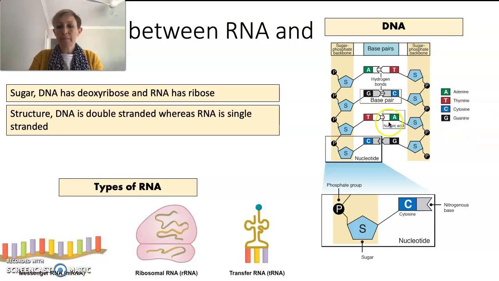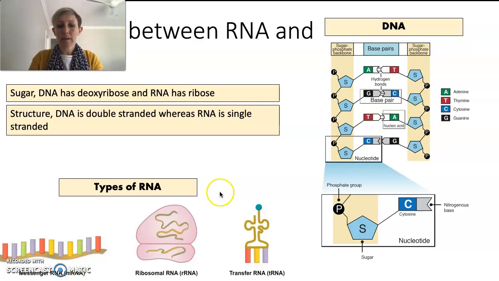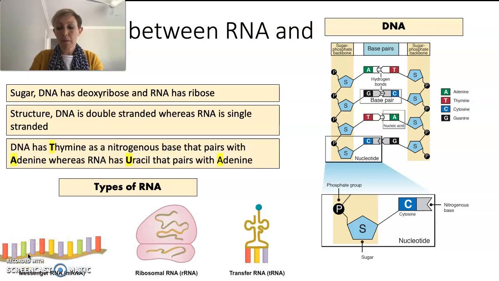Okay, so DNA is double-stranded and it's wound into that classic double helix that you'll be familiar with. RNA, on the other hand, tends to be single-stranded. And the other thing about RNA that is different to DNA is that there is no thymine. So you remember that there was uracil instead of thymine to pair with the adenine.